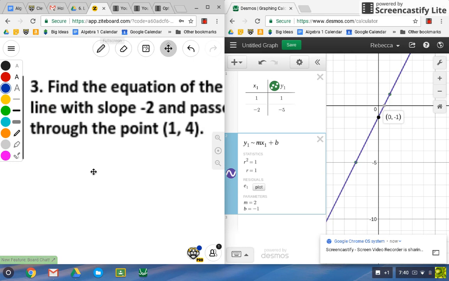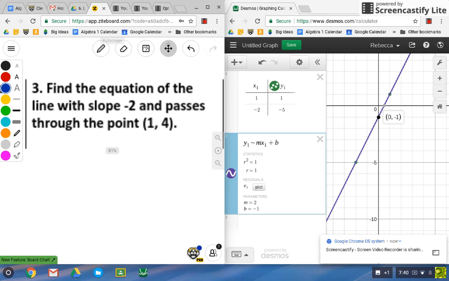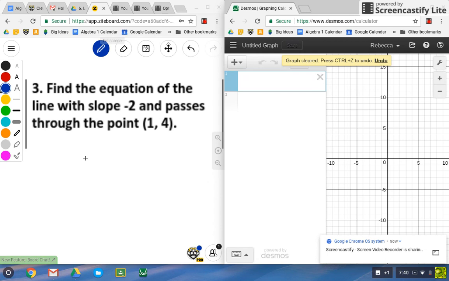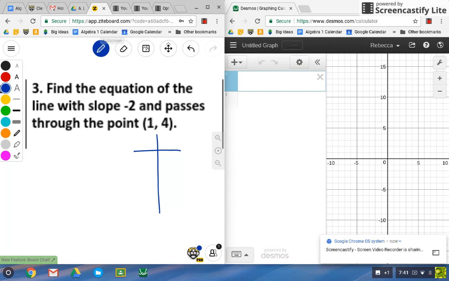Okay, so the next one says find an equation of the line with slope of -2 and it passes through the point 1, 4. So we're going to clear out our Desmos again. Always we need 2 points to make a line, so I'm going to start by setting up my table. I know I have 1 and 4. That's for sure a point because they gave it to me. Now I also know that the slope is -2. For the slope to be a -2, I have to turn it into a fraction. So really it's -2/1. The rise is -2 and the run is 1.